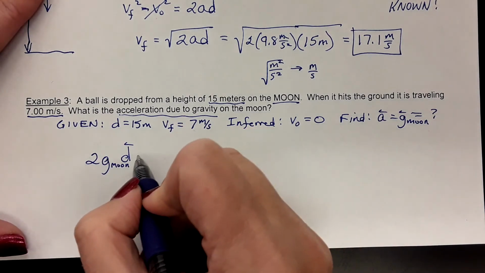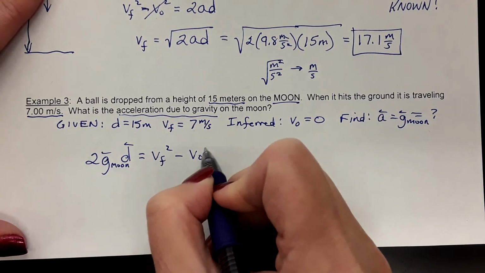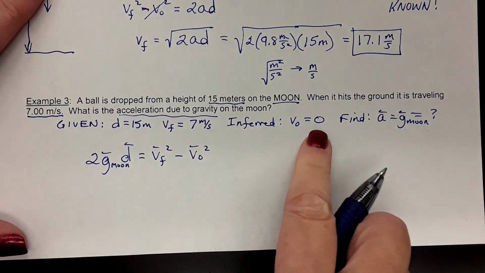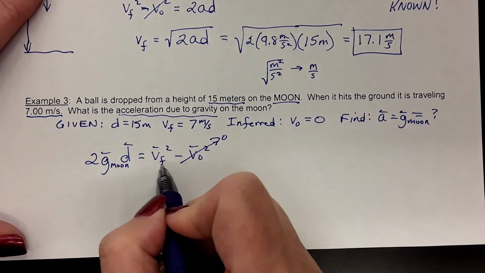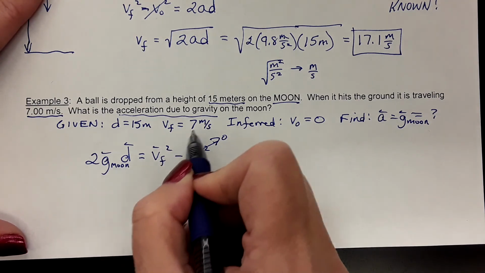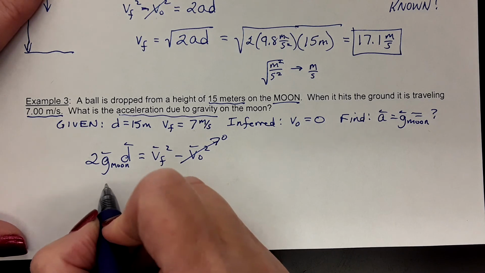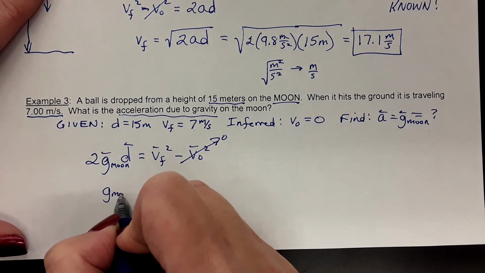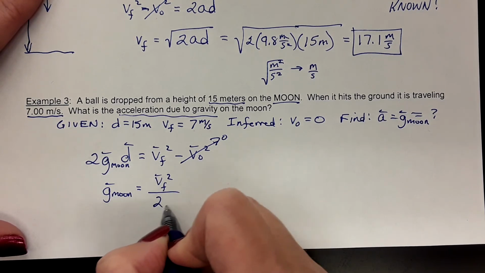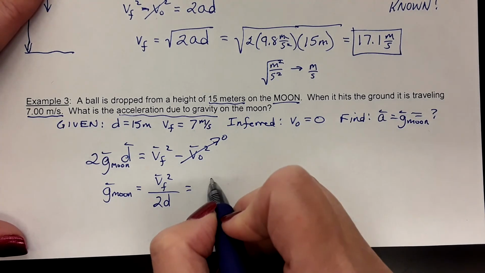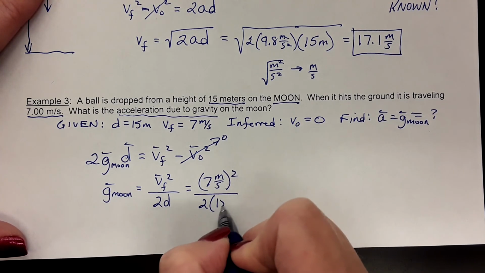So we want to find the g. Initial velocity is 0, that drops out. Now, we don't take the square root this time because we know what this is. We're trying to find this. So we want to get rid of the 2 and the D. So we divide them to the other side. So we get VF squared over 2D. See? All right, so we get 7 meters per second quantity squared over 2 times 15 meters.